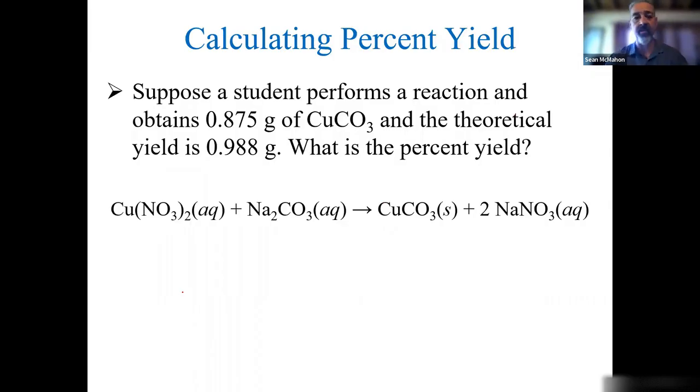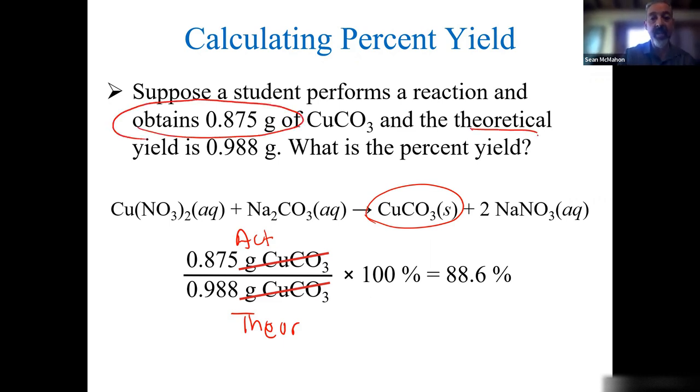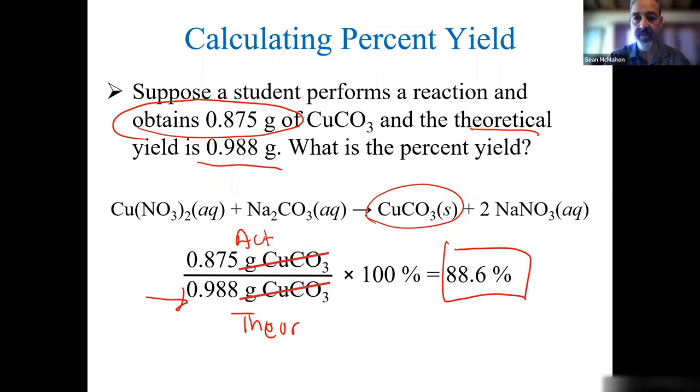So calculating percent yield. Suppose the student performs a reaction and obtains 0.875 grams of copper 2 carbonate, but the theoretical yield according to stoichiometry was 0.988. What's the percent yield? Well, it's actual over theoretical times 100. So he actually performs the reaction and obtains this. This is what he did in lab. But in theory, according to stoich, he should have got this. But his efficiency is fairly high, 88.6. It's not bad.